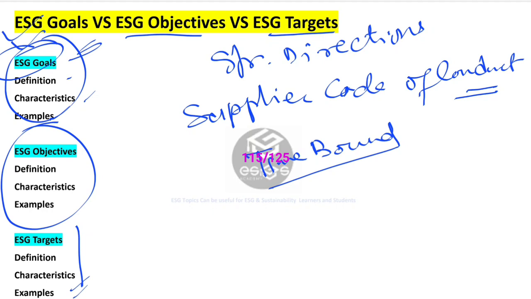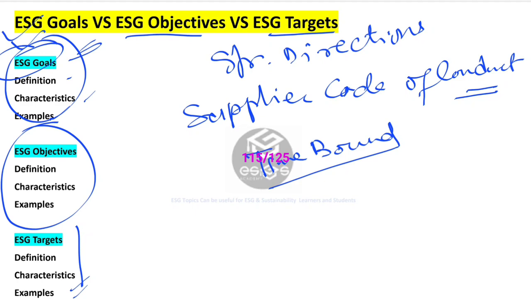Examples are like achieving a 20% reduction in water consumption per unit of production by 2025. Also we can say increase the percentage of sustainable products in the product portfolio to 50% by 2030. Attaining a supplier diversity ratio of 30% of the total procurement spend by the end of the next fiscal year.